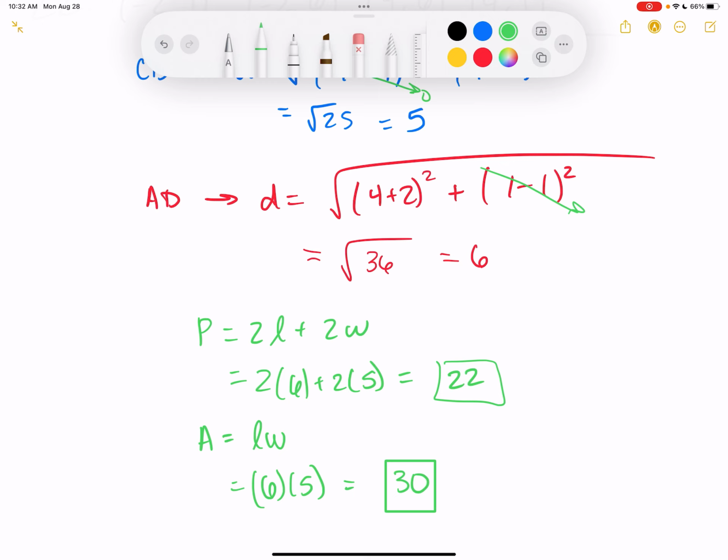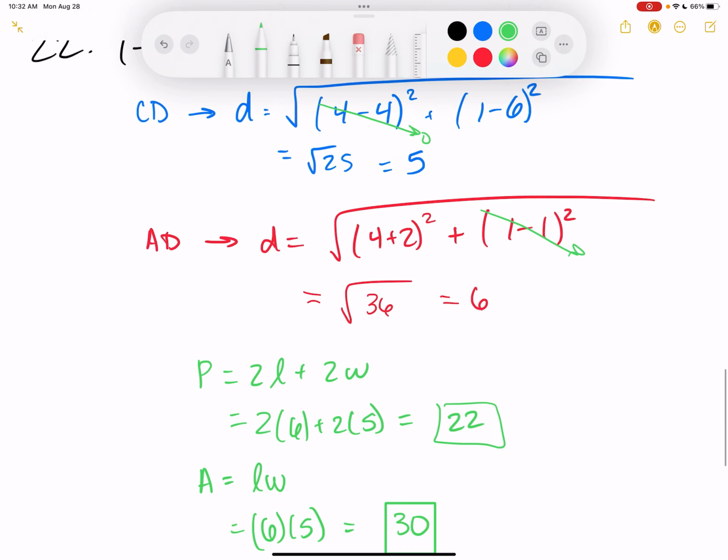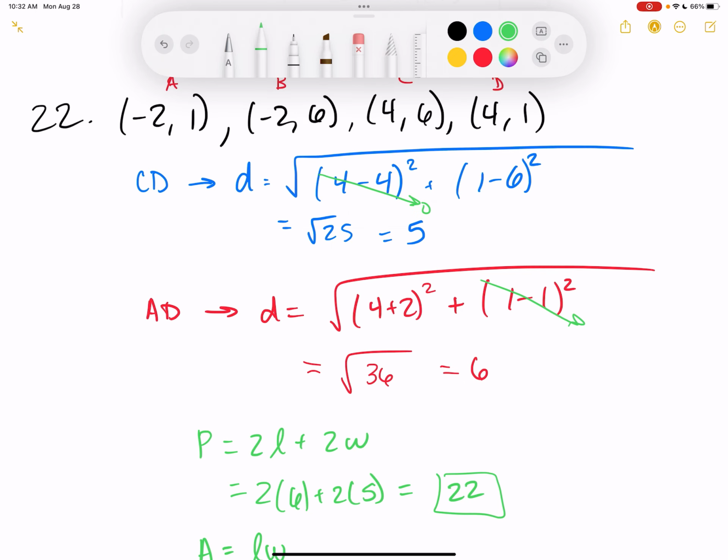So, how do we know which numbers to put in for perimeter and area? It's the numbers we solved for. How do you know which points are the length and which is the width? When you're choosing points to do the distance on, how do you know which ones to choose?